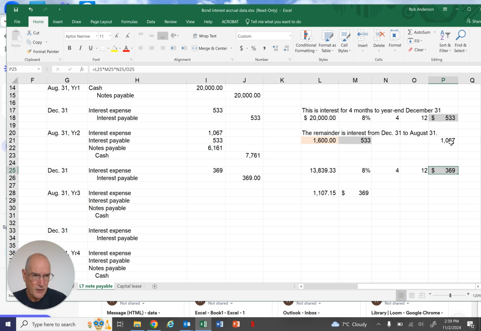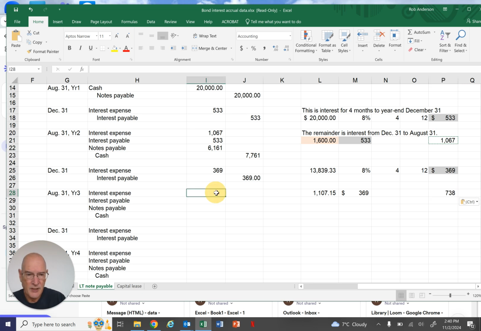The difference between the two, $738. So, if that was a little confusing, you can replay that portion of the video and just check where we got those numbers. This is the full interest less the amount we accrued on December 31, and the difference, $738. So this lets us build our August 31 year 3 journal entry.